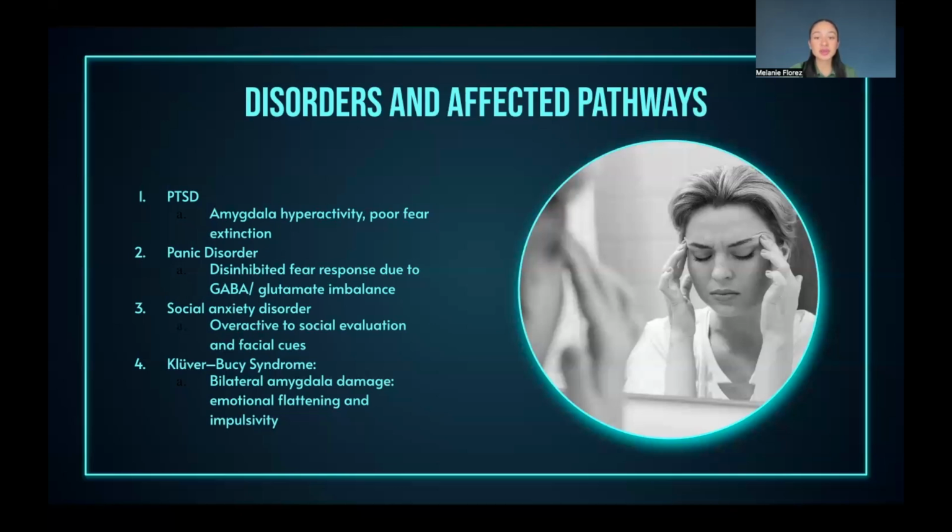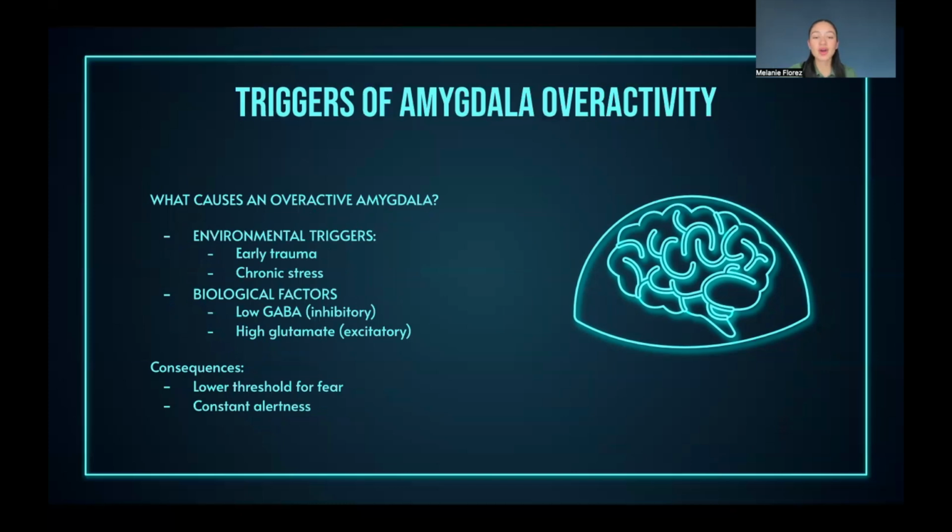Lastly, in Klüver-Bucy syndrome, bilateral damage to the amygdala, often from trauma, stroke, or infection, leads to fearlessness, hypersexuality, and the inability to recognize emotional significance, showing the importance of the amygdala in social boundaries and safety. Each of these disorders arises from disruptions in specific amygdala subregions and their connections with the prefrontal cortex, hippocampus, and hypothalamus. Overactivity is often triggered by chronic stress, trauma, or early life adversity.